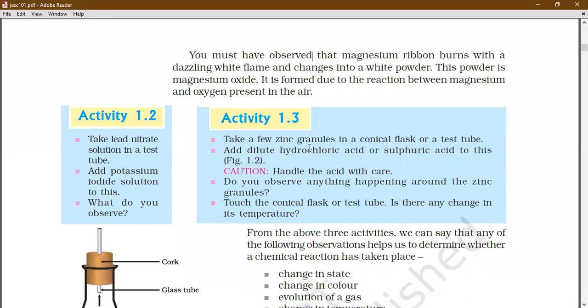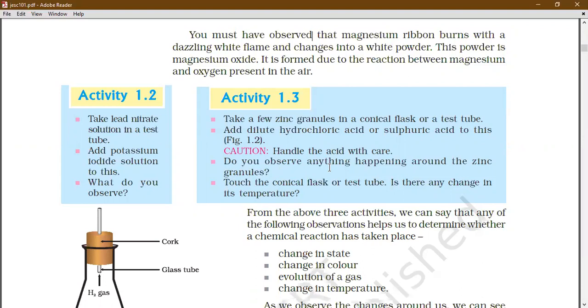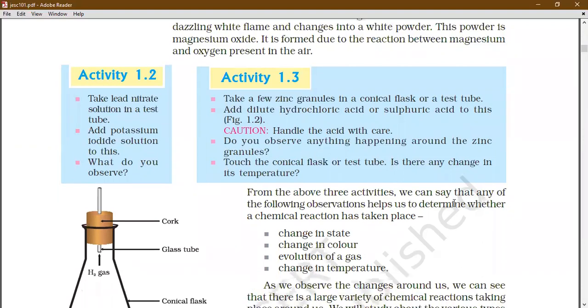Activity 1.3. Take a few zinc granules in a conical flask or a test tube. Add dilute hydrochloric acid or sulfuric acid to this. Caution, handle the acid with care. Do you observe anything happening around the zinc granules? Touch the conical flask or test tube. Is there any change in its temperature?